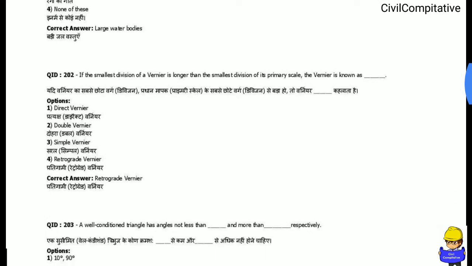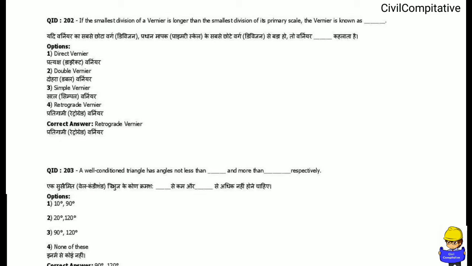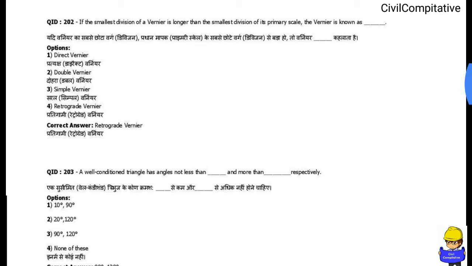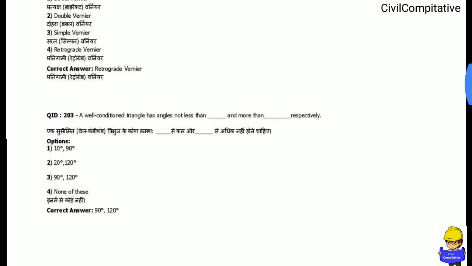Then get to the next question: if the smallest division of the vernier is longer than the smallest division of its primary scale, the vernier is known as what? It is actually a retrograde vernier. How? If the smallest division of the vernier is longer, and the smallest division of the main scale or primary scale is smaller, in this case it is a retrograde vernier, not the direct vernier or simple vernier. Let's get to the next question.